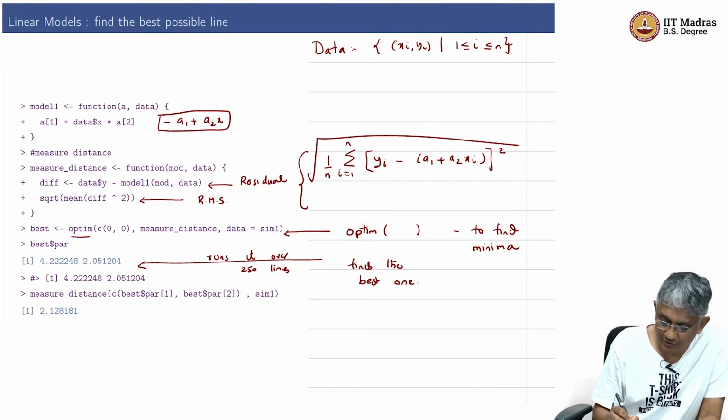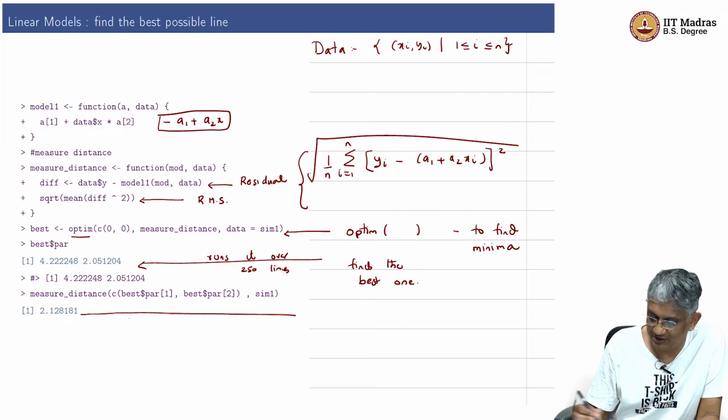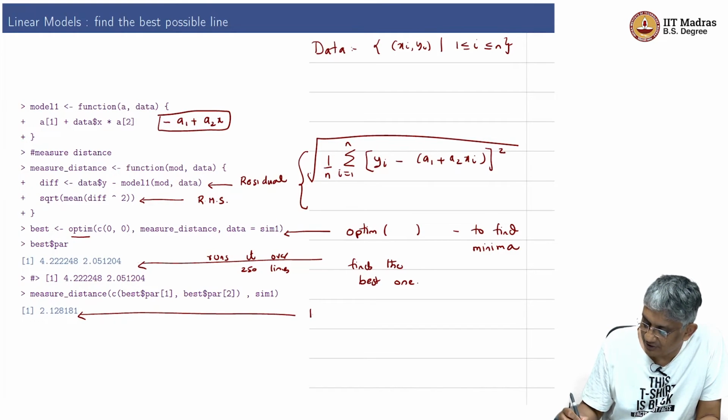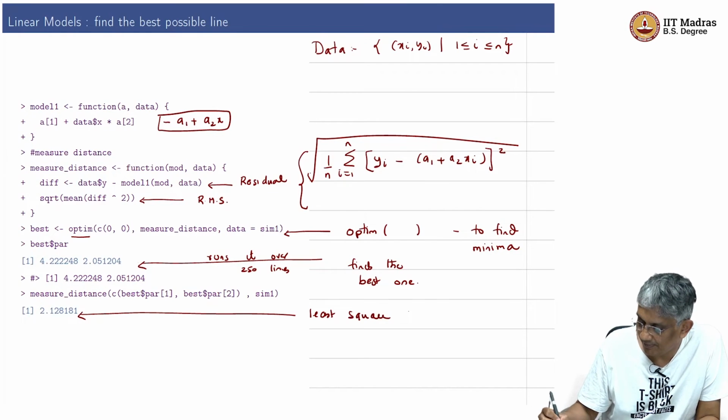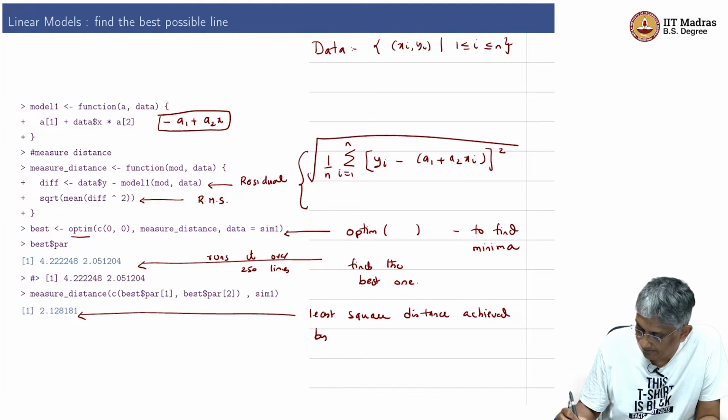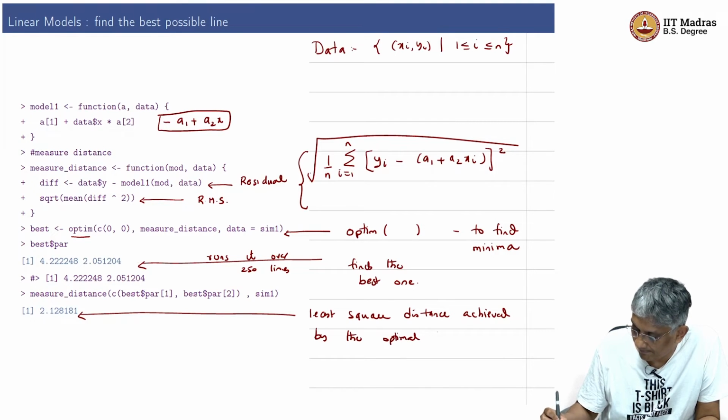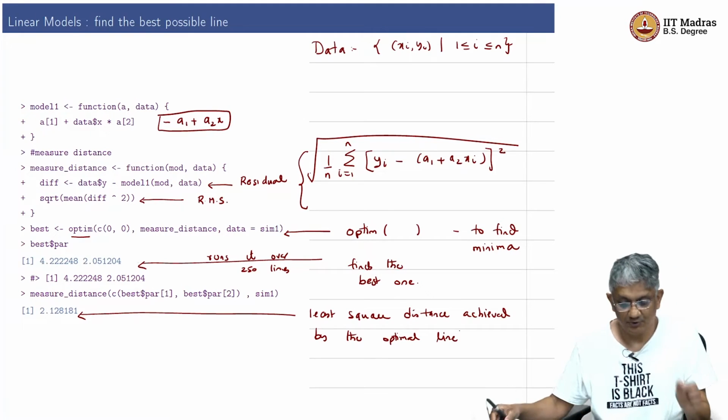And then it also tells you the minimum square distance. So what is the least square distance achieved by the optimal line? That's what this is doing, right?